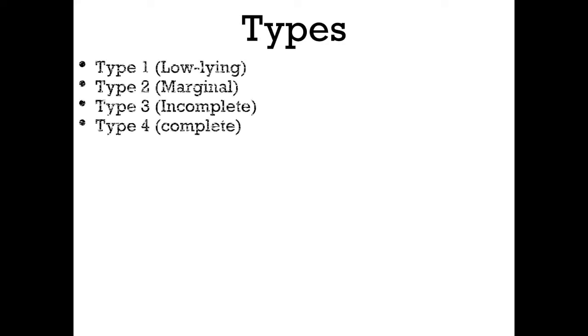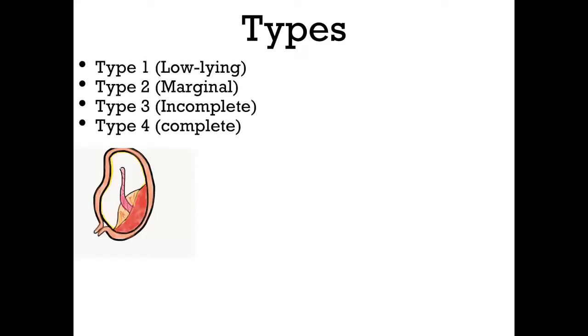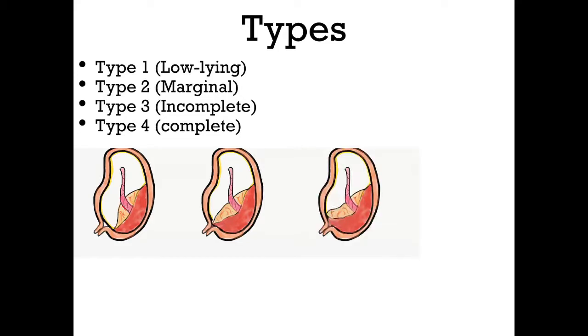There are four types of placenta previa. Type 1 is called low-lying placenta previa. In this type, the placenta is just lying in the lower part of the uterus, but it is not reaching the internal os of the cervix. Type 2 is also called the marginal type of placenta previa. In this type, the placenta is reaching the margin of the internal os, but it is not covering the internal os of the cervix.